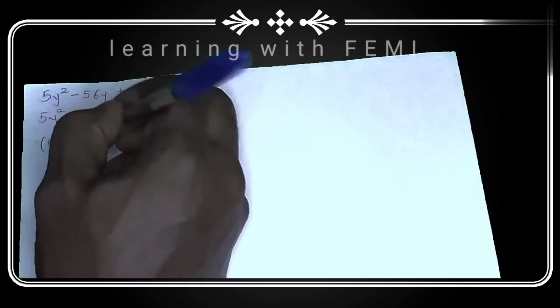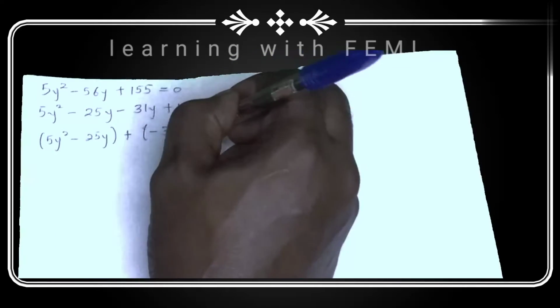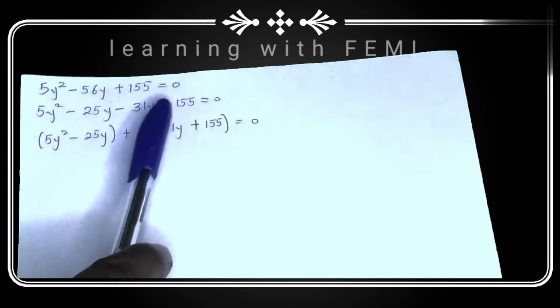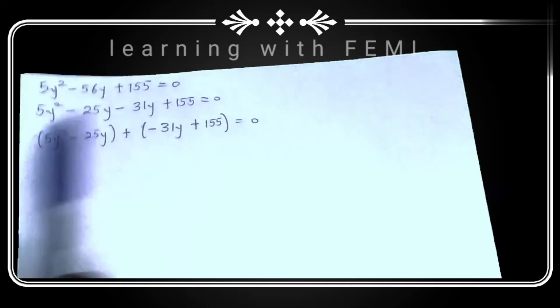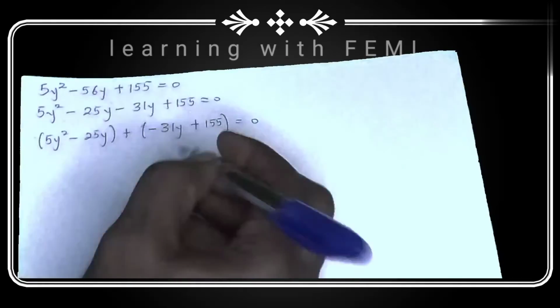Now, since we have told you the factorization method, we are going to continue with our factorization. We'll break this 4 into 2 parts, 2 in each part. Now we have 5y squared minus 25y plus minus 31y plus 155 equals 0. I did not want to tamper with these signs. That is why I used plus to separate these two brackets. It is just for the time. Now let us factorize each bracket.